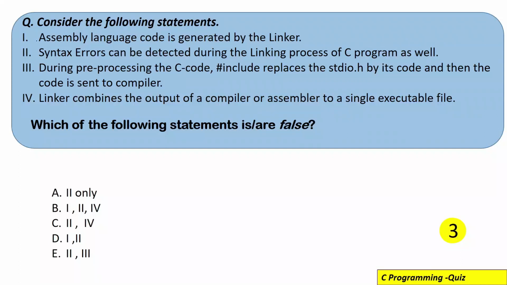Hello everyone. So here we are given four statements about the compilation process of a C program. You have to find out which of the following statements are false. So you have to find the false statement out of these statements, and these are the options which are given to you.